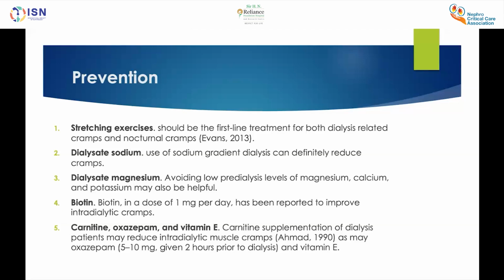So how do you prevent this? You can prevent it by doing some stretching exercises. Dialysate sodium: the sodium gradient of the solution can definitely reduce the cramps. Dialysate magnesium: you should avoid low pre-dialysis levels of magnesium, calcium, and potassium, which may be helpful. It has also been reported that 1 milligram per day of biotin may improve the cramps. And a few studies reported results that could be achieved with carnitine, oxazepam, and vitamin E.